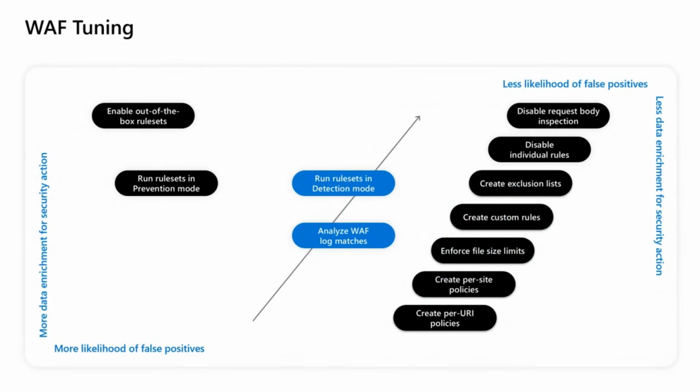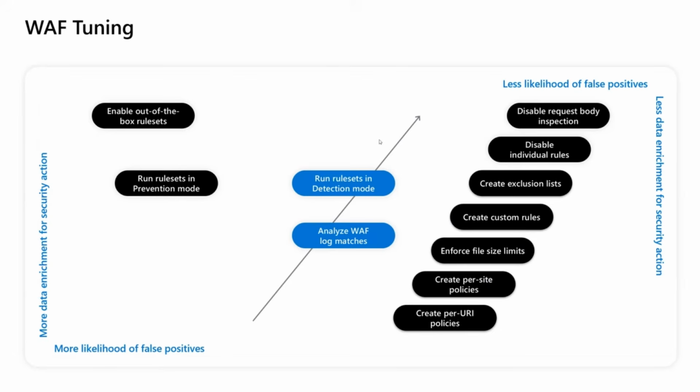Moving on, this is just an overview of WAF tuning, to showcase how it looks. With WAF tuning, it's always a balance between security and usability. It's good to consider that the more you tune your WAF, for example the more exclusions you create, the less data enrichment you may have. Here we're showcasing an overview of some of the steps you take when tuning your WAF. You can see on the left that when you enable out-of-the-box rule sets, these rule sets are usually strict and can lead to false positives, more so when you run them in prevention mode.